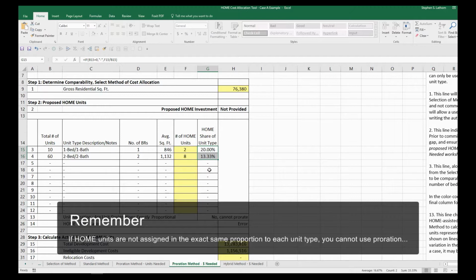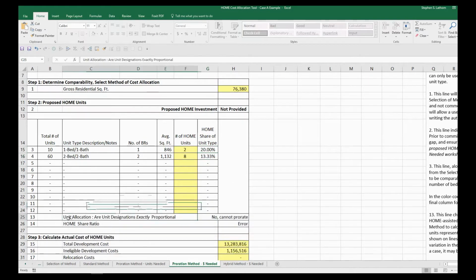If I have 2 of the 1 bedroom and 8 of the 2 bedroom units, I have 20% of the 1 bedrooms and 13% of the 2s. It's not in exactly the same proportion. And so what's going on here is it tells us, no, we cannot prorate because the units are not exactly proportional. So I might try some different scenarios.